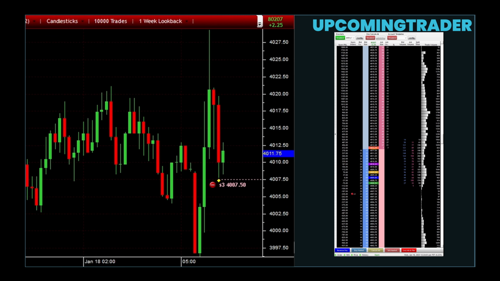Flags and pennants are continuation patterns that also benefit greatly from volume analysis. During the formation of the flagpole, you typically see a sharp move with strong volume, which reflects strong momentum in the trend direction. This is followed by a period of consolidation where volume tends to decline, forming the flag or pennant. A breakout from the consolidation zone with increasing volume is a strong indicator that the original trend is resuming.